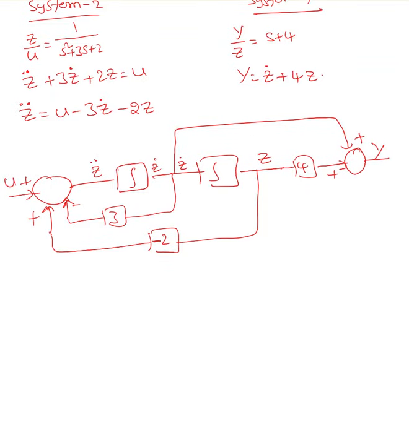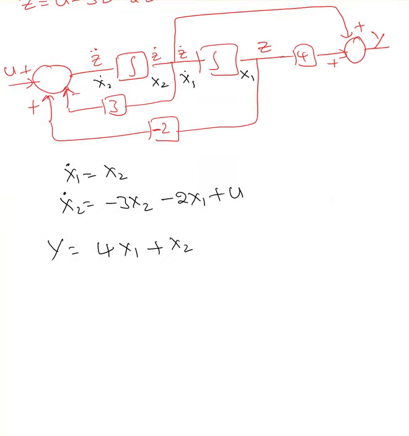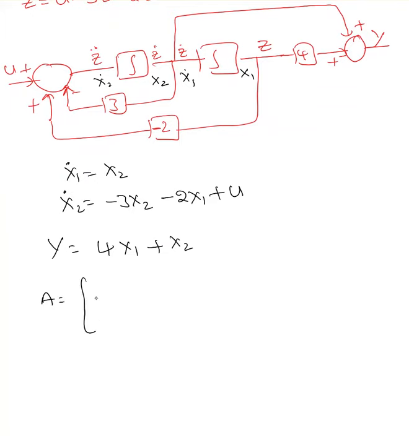So from here, now I'm going to take the state variables x1 dot, x2 dot. What is x1 dot? x1 dot equal to x2, and x2 dot equal to minus 3x2 minus 2x1 plus u, y equal to 4x1 plus x2. So when I write it down in the matrix format, A is 0 1 minus 2 minus 3, B is 0 1, and C is 4 1, and D is 0.